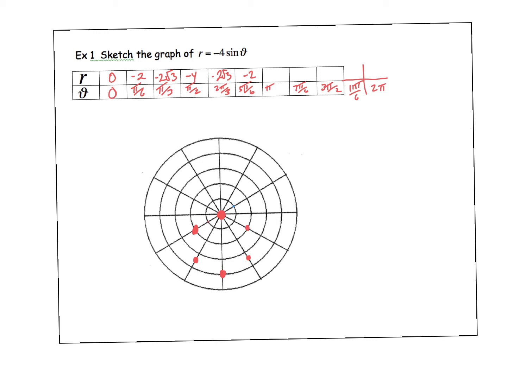Ms. Rodriguez, the r from theta equaling 2 pi over 3, it's negative 2 root 3, right? Yes. Okay.